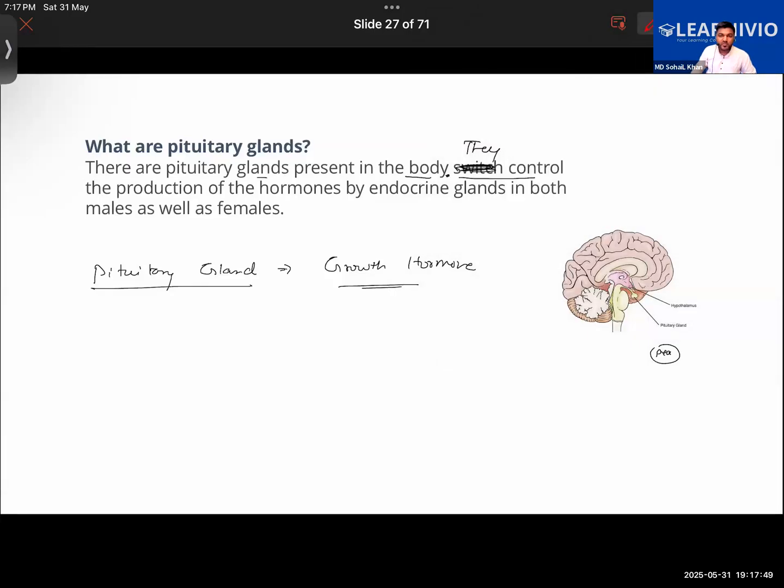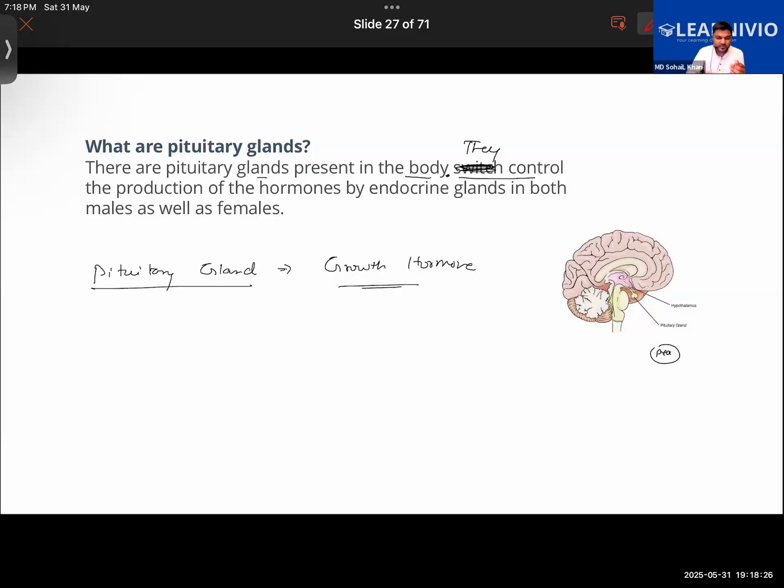Now, suppose an excessive amount of growth hormone is secreted by the pituitary gland. It leads to a condition called gigantism. You might have seen such very giant people. Also, you might have seen giants in circuses earlier. Circuses were very common. Nowadays it's not that common, but giants and dwarfs were basically displayed in the circuses.